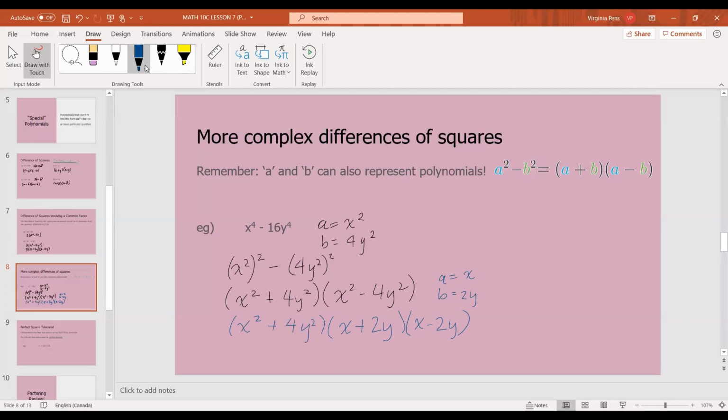Now, can we factor this any further? Well, whenever you see a positive sign, you know it's not going to be a difference of squares, so we can't factor that. But can we see a negative sign over here? Can we factor this? Unfortunately not, because it no longer is squared. So this is where we end. This is the final factored form.